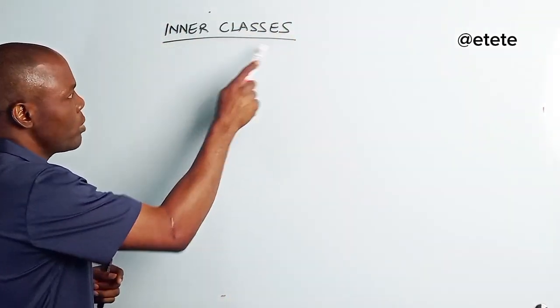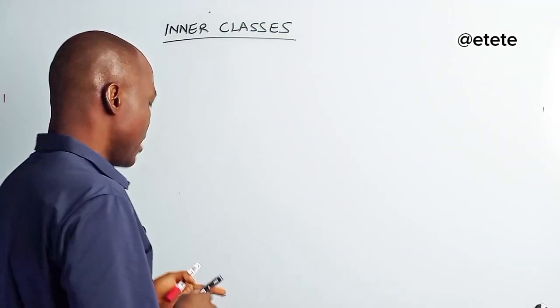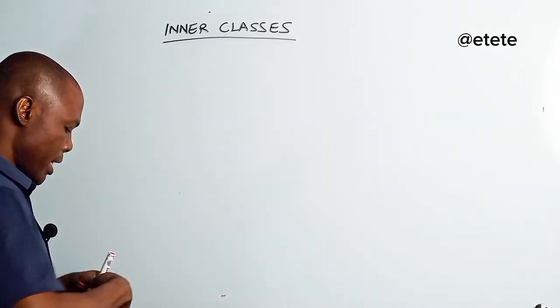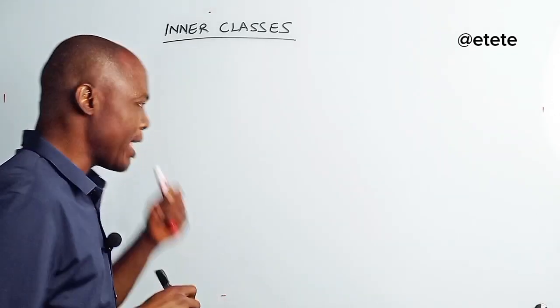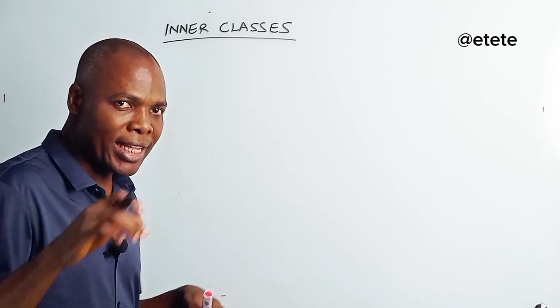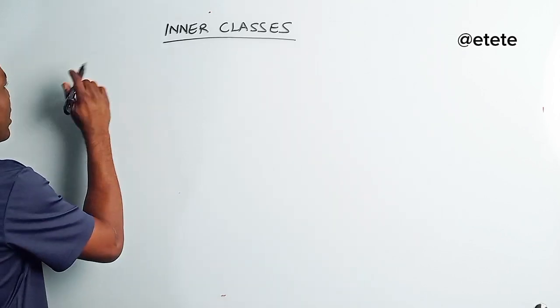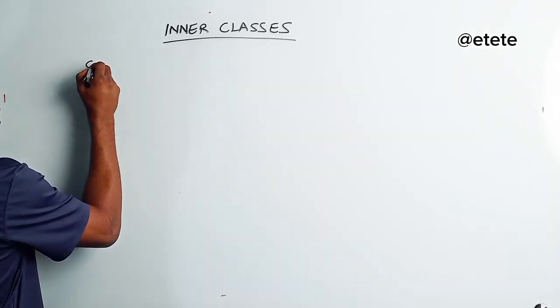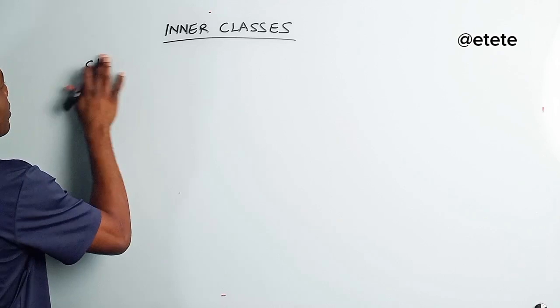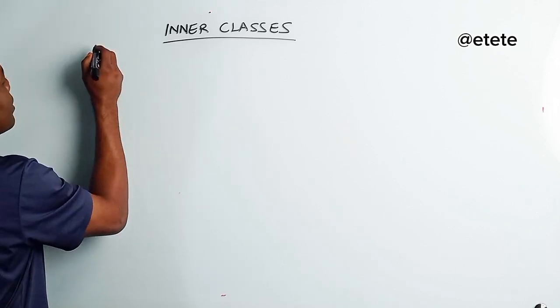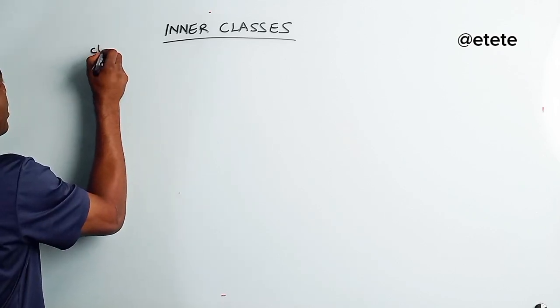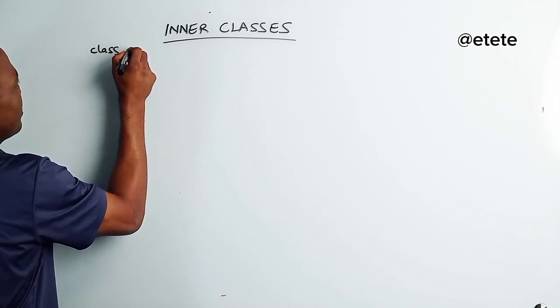So what we want to look at today is inner classes, right? So let's create an outer class and then an inner class inside the outer class. So first, let's create an outer class, which is what? Class Eden.